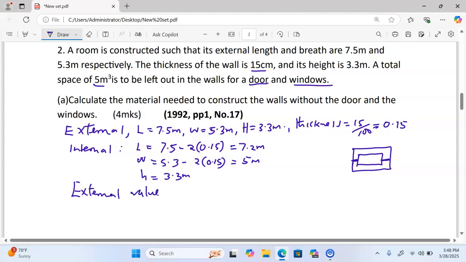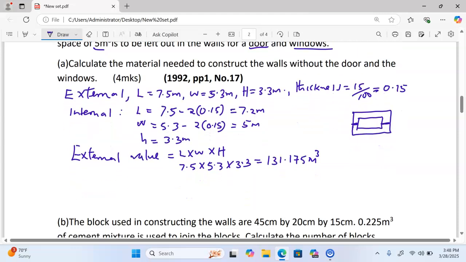External volume will be given by the length times the width times the height of the measurements given, that is 7.5 times 5.3 times 3.3, giving us an answer equivalent to 131.175 meter cubic. From there now we can move and calculate the internal volume.